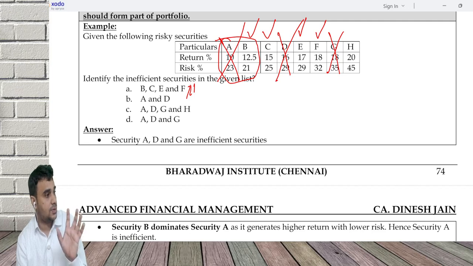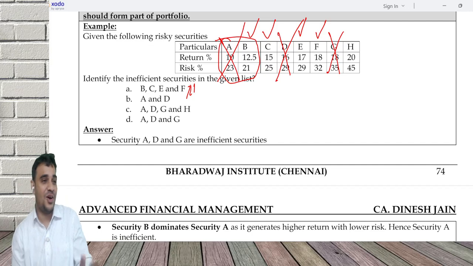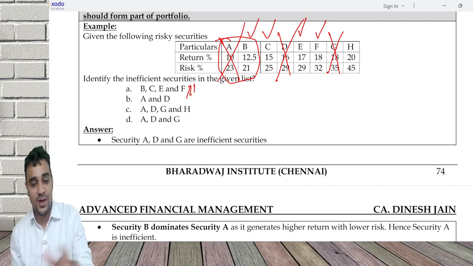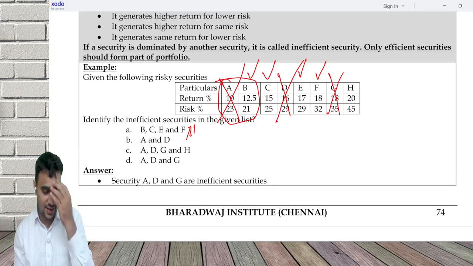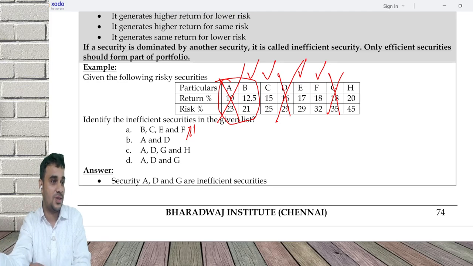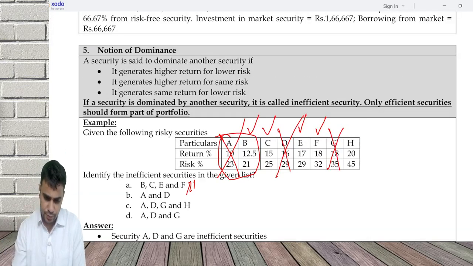Okay. Any doubts? Okay, leave it. Okay, the inefficient ones are the other one. So which is, okay, I didn't even see the question. A, D, and G. Any doubts in this? Any doubts in this? Okay.